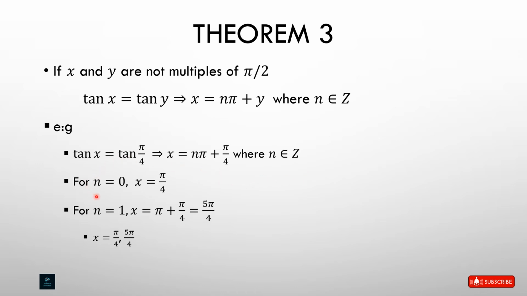For n equals 0, we get x is equal to pi by 4, and for n equal to 1, we get x is equal to pi plus pi by 4, equal to 5 pi by 4. Therefore, the principal solution of this equation is x is equal to pi by 4, 5 pi by 4. The proof of this theorem goes as follows.